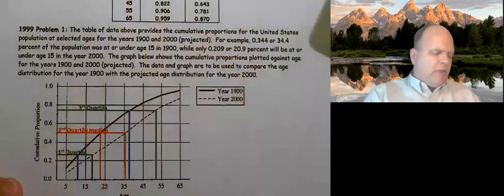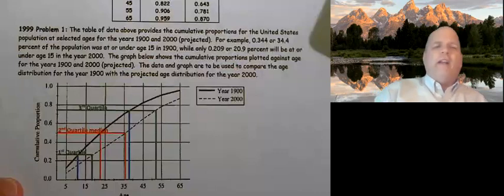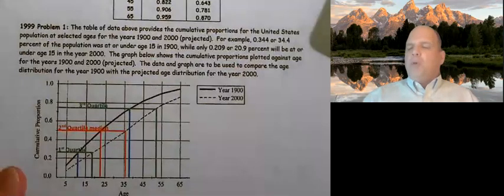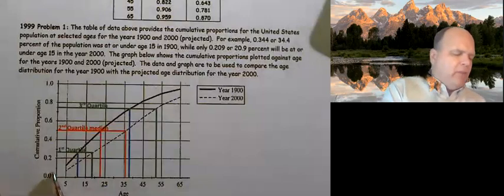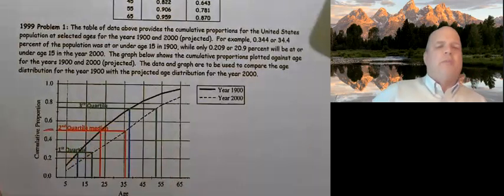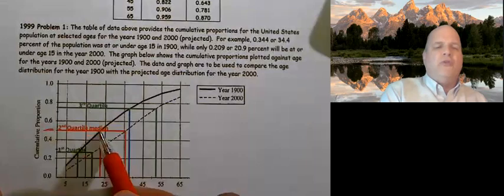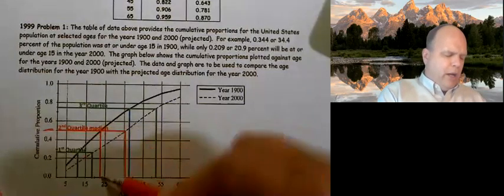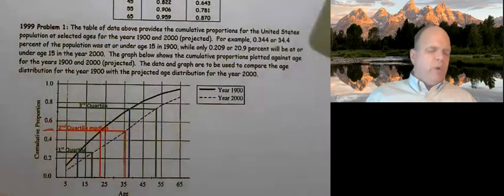All right, so approximate the median age for each distribution. Well, that's fairly easy to do, but you have to remember one fact: the median is the 50th percentile. So I need to go up on my y-axis and find about 50%, which is about right here. Then I draw a line over to the 1900 graph, and I drop straight down. So the median age for 1900 is about 22 and a half, 23 years old.